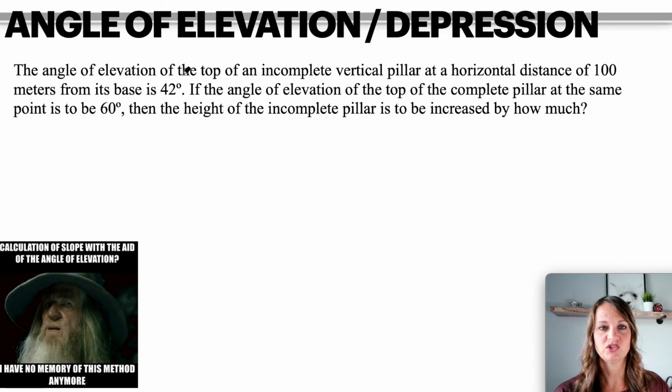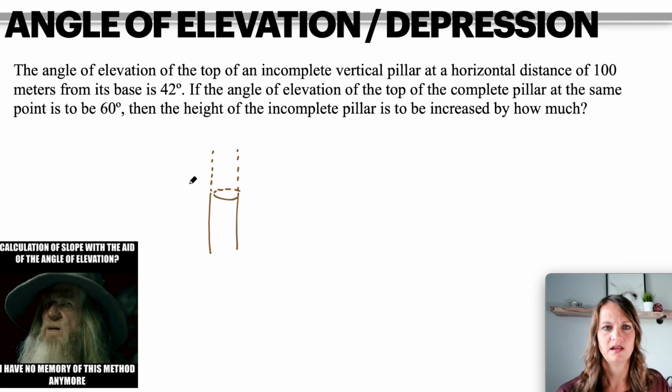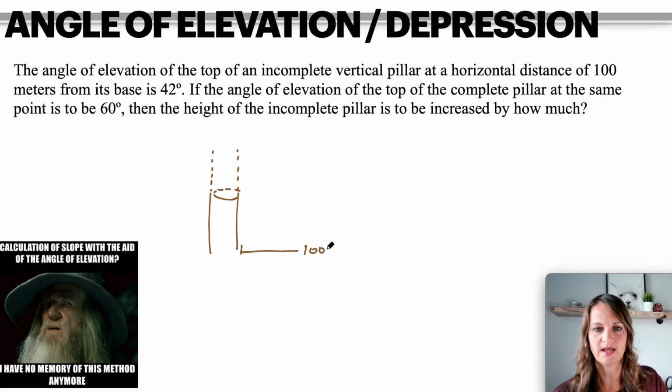The angle of elevation to the top of an incomplete vertical pillar. Okay, so we have some pillar. It's incomplete, which means they're going to be making it higher. It is 100 meters from its base. Okay, so 100 meters away from its base has an angle of elevation of 42 degrees.